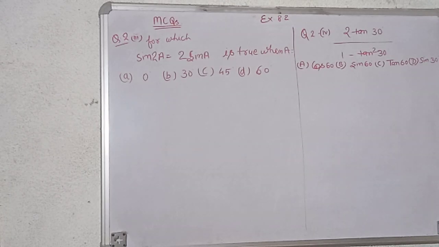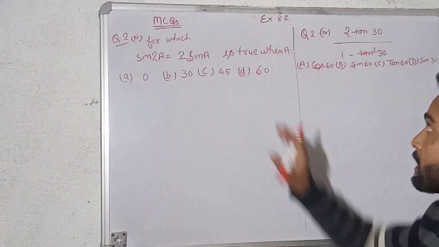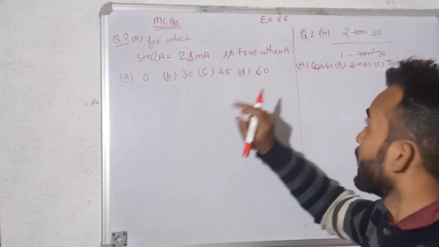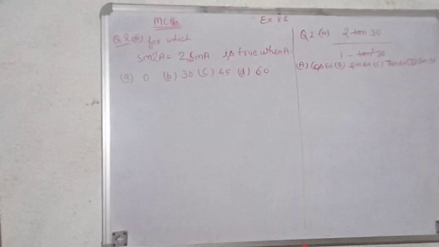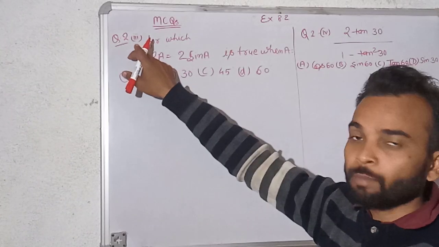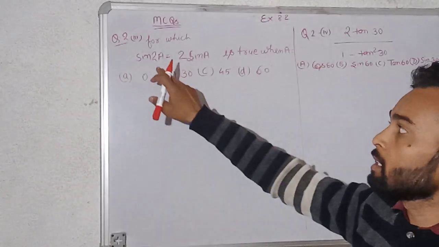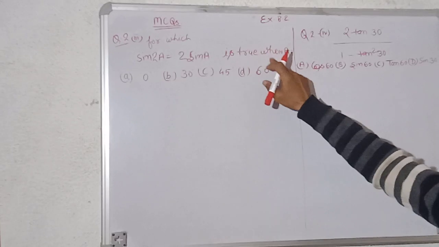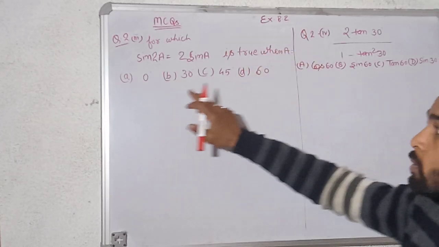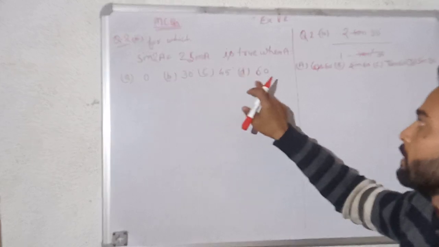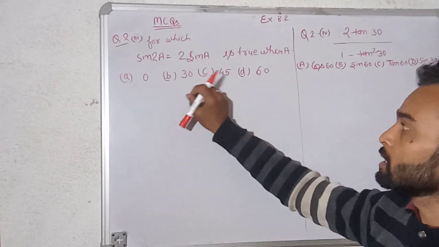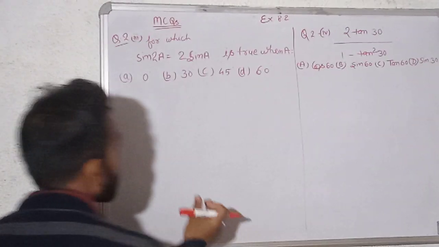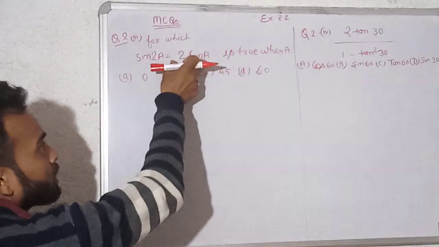Now we have to solve class 10th exercise 8.2 question number 2nd, 3rd and 4th. We have to solve first question number 3rd. Question is given that sin 2A equal to 2 sin A is true when angle A is equal to 0, 30, 45 and 60. We have to find the correct value of A. So we put one by one this value in this question.